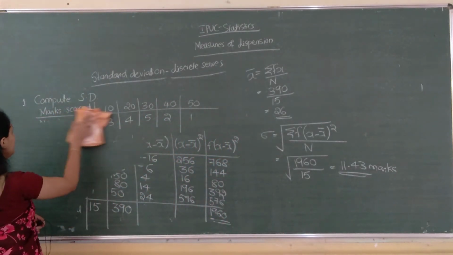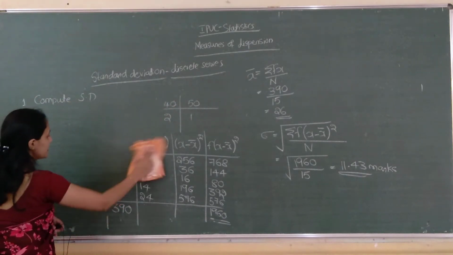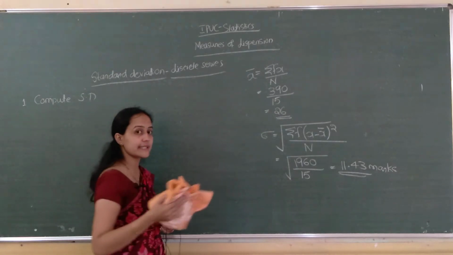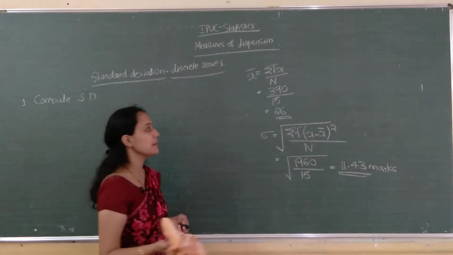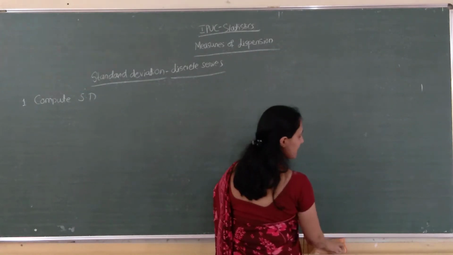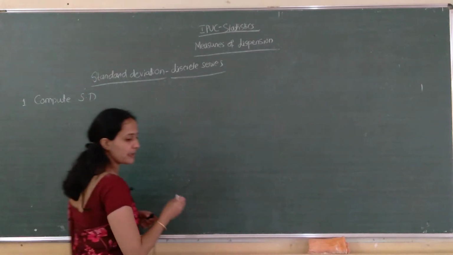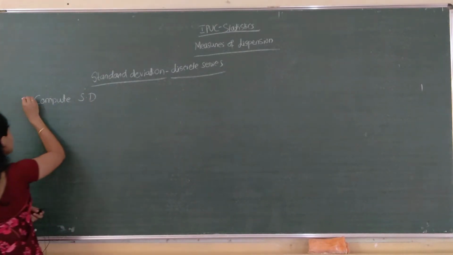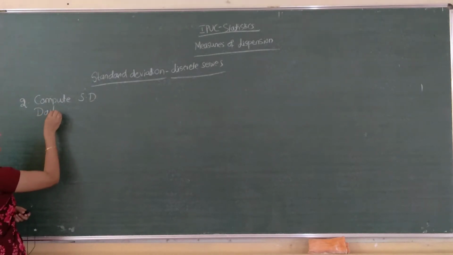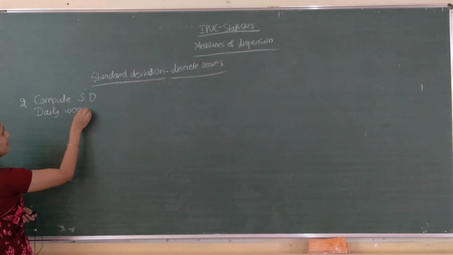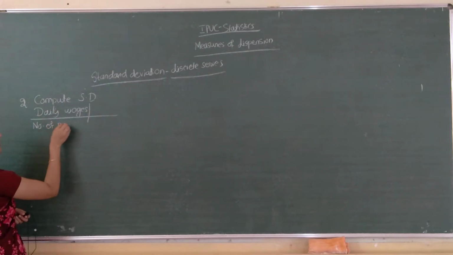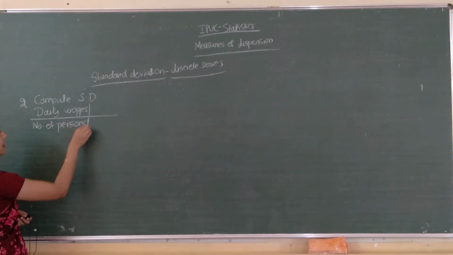Next problem, same: compute standard deviation using, in the direct method itself, a second formula, sigma fx square by n minus sigma fx by n the whole square. Using that formula we will do the problem. Okay. Daily wages, number of persons. Calculate standard deviation.